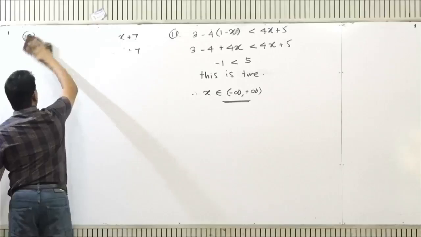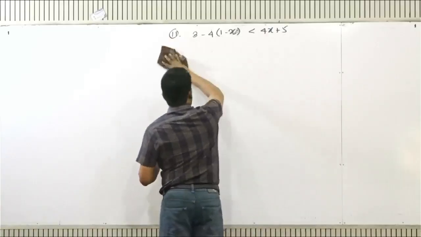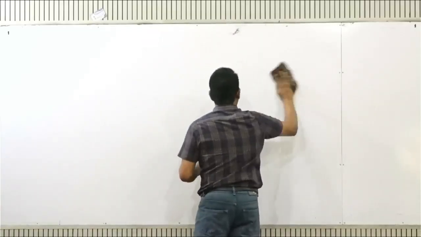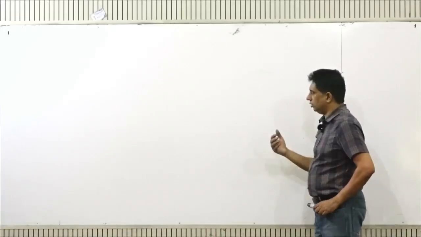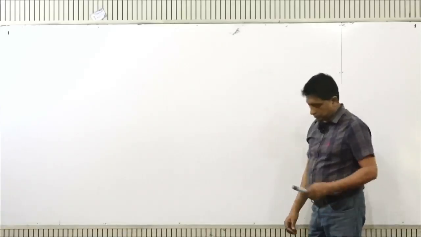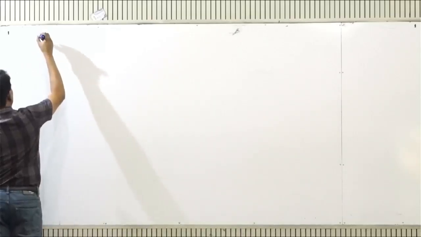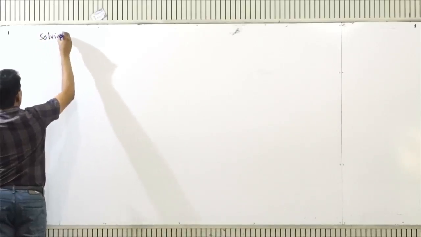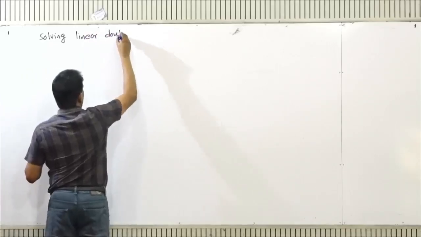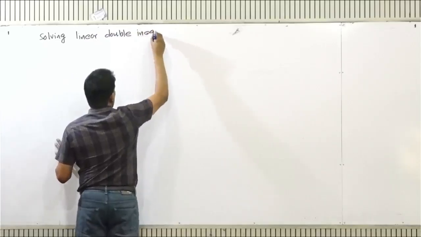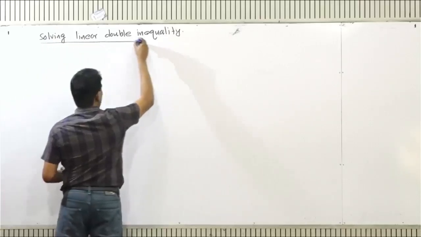Now we have to study if there is a linear double inequality. Right. We have to know how to solve linear double inequality. Right. So write down this one. Linear double inequality, solved in linear double inequality.